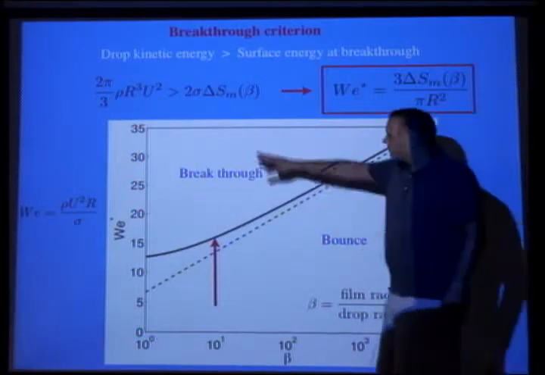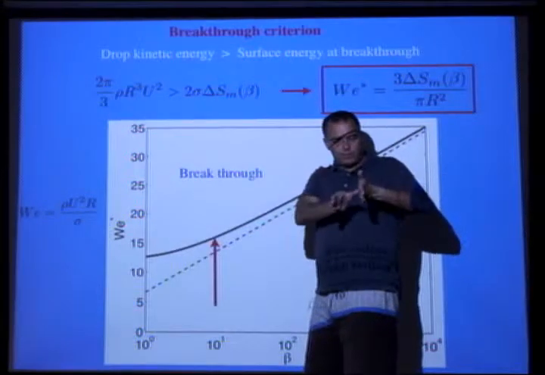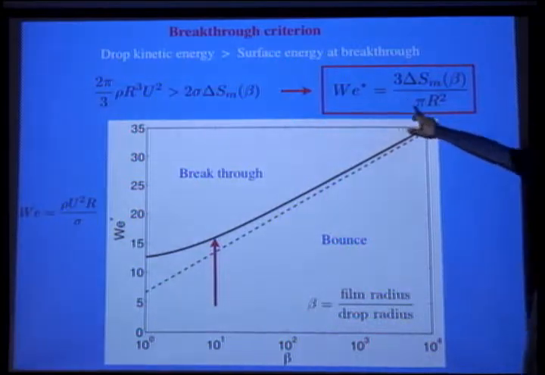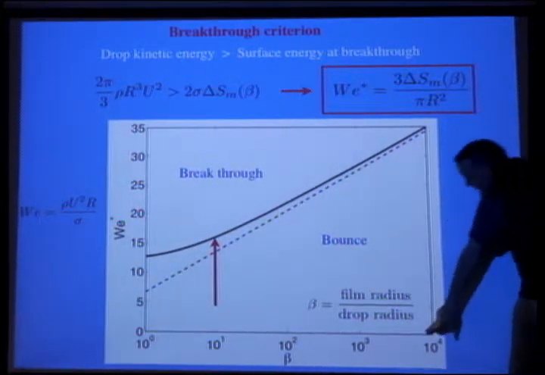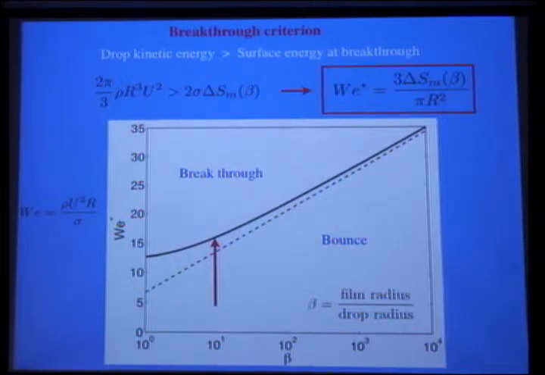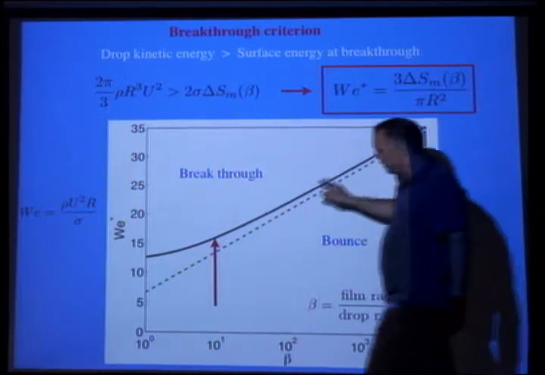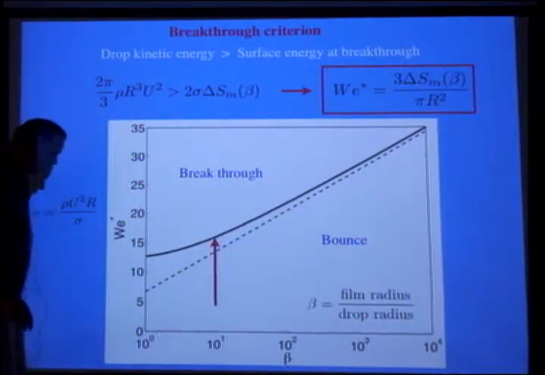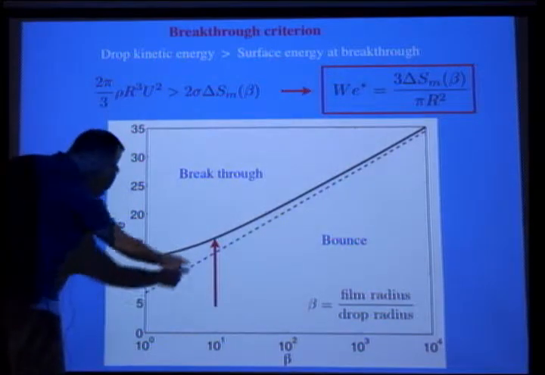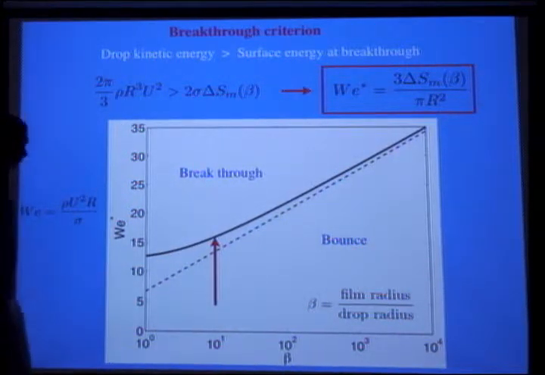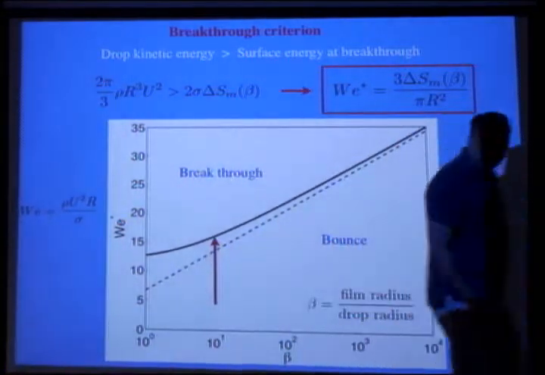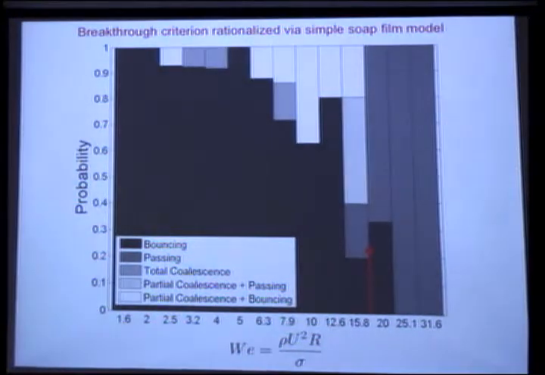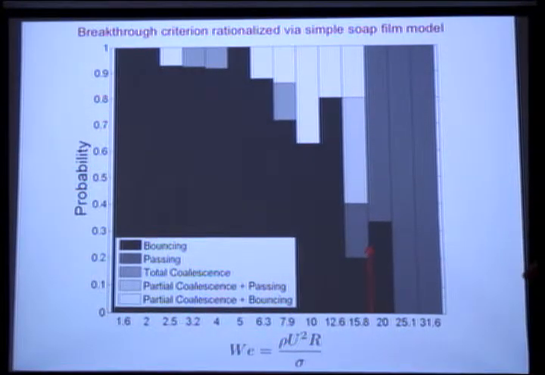So you can then write this. You can calculate that surface energy at this point, if you know the size of the drop and the size of the ring. And you can then look to see what the critical Weber number is, okay, for a given beta, which is this geometric factor. So again, this radius to this radius. And this gives us the predictions for the critical breakthrough Weber number. And so if we look, our experiments were done with beta equals 10, which predicts a critical Weber number of around 15, right? Which is exactly what we had. So that gives us some confidence in this linear spring model of the soap film, okay?